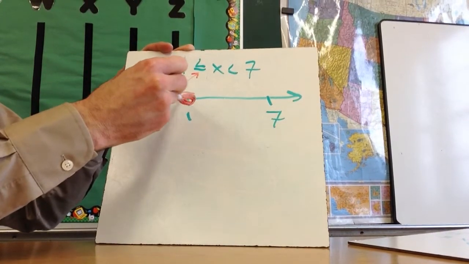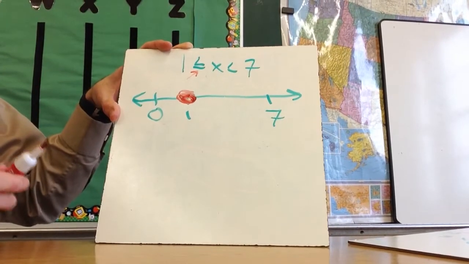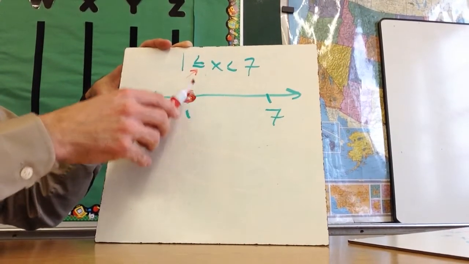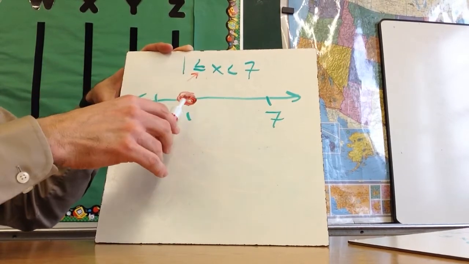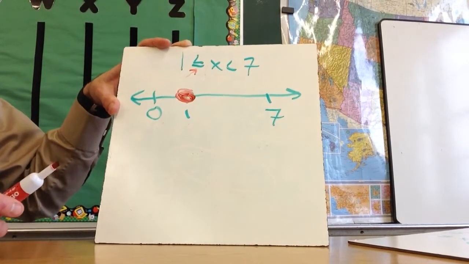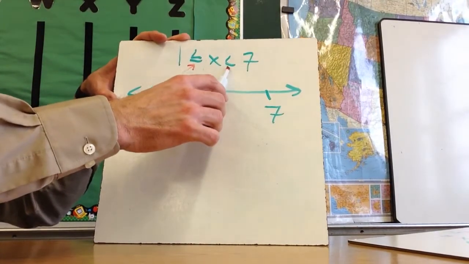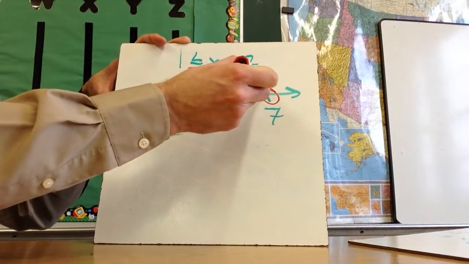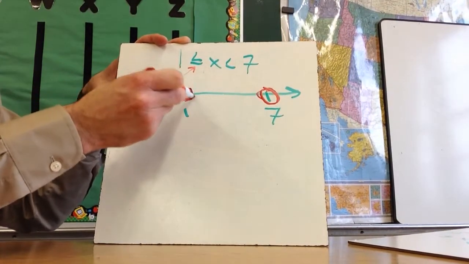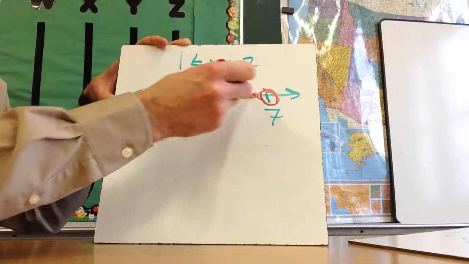So I've got a closed circle on 1, and I'm looking for all the numbers that are greater than 1, because x is greater than 1, right? Or I guess 1 is less than or equal to x, so I'm looking for 2, 3, 4, 5, 6. I can go all the way up to 7, but the thing is x also needs to be less than 7, and it can't equal 7. So that is going to be an open circle on 7, and then what I need to do is fill in the space between.